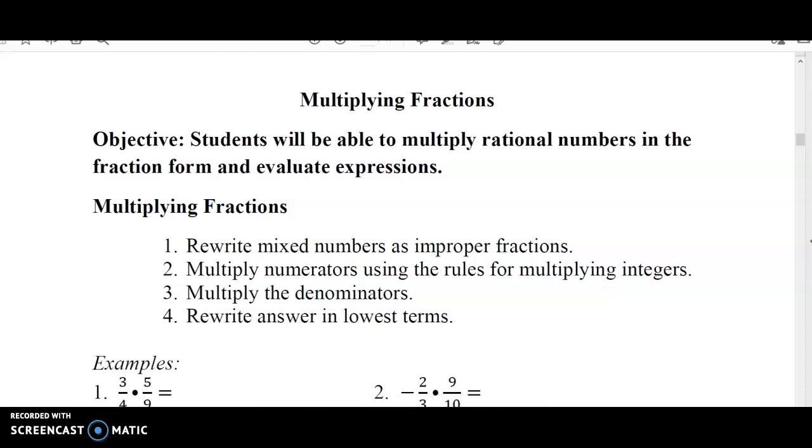Today's lesson is about multiplying fractions. When you multiply fractions, the first thing you have to do is rewrite the mixed numbers as improper fractions. You must. You cannot solve them without doing that.